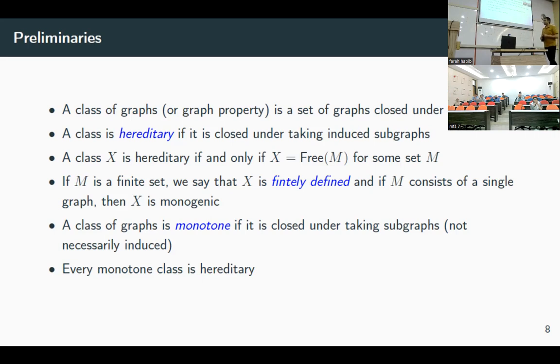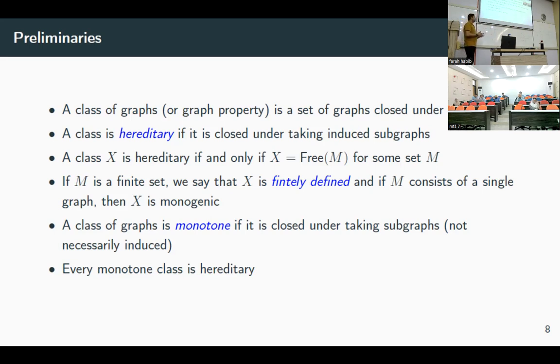We say a class of graphs is monotone if it is closed under taking subgraphs, not necessarily induced subgraphs, and every monotone class is hereditary. So what do we mean by hereditary graphs? It's a graph property. For example, if you have a class of trees, a class of bipartite graphs, and so on. So this is the graph property, right?